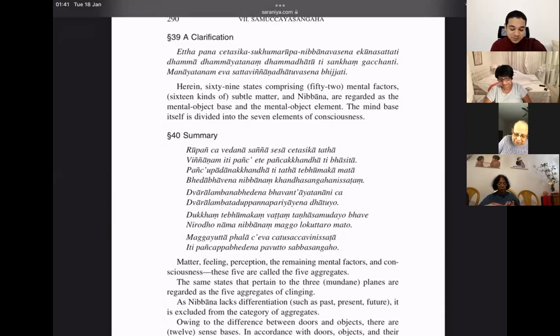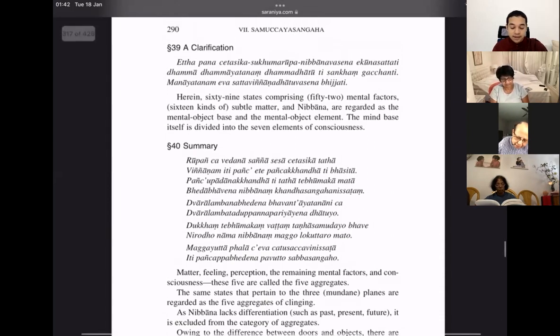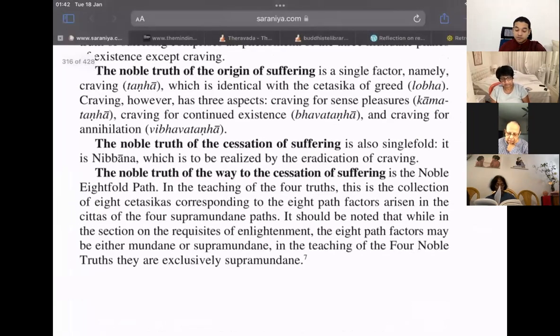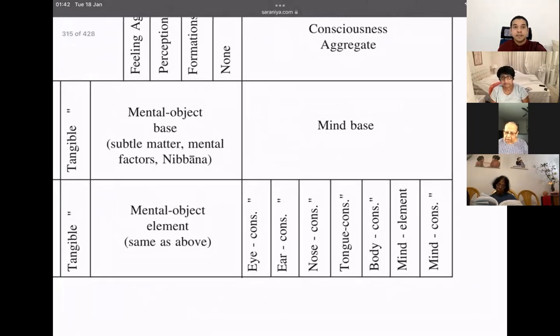A clarification. Herein, 69 states comprising 52 mental factors, 16 kinds of subtle matter and Nibbana are regarded as the mental object base and the mental object element. The mind base itself is divided into 7 elements of consciousness. This part here.